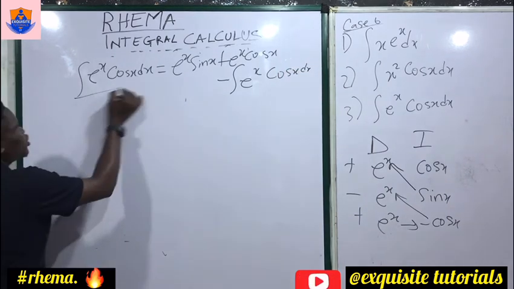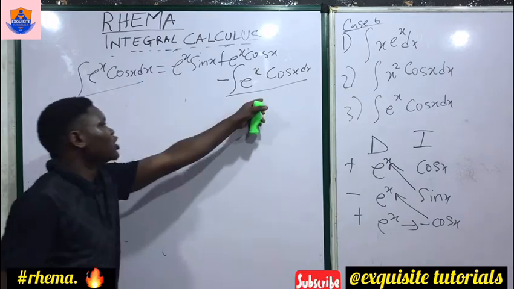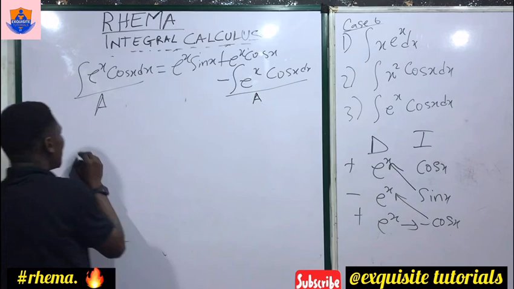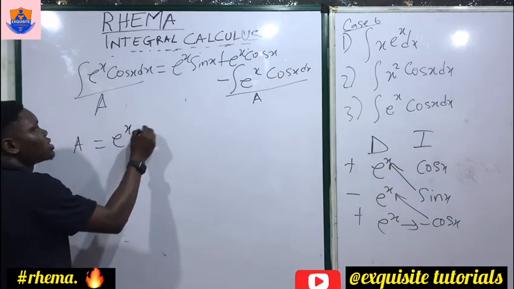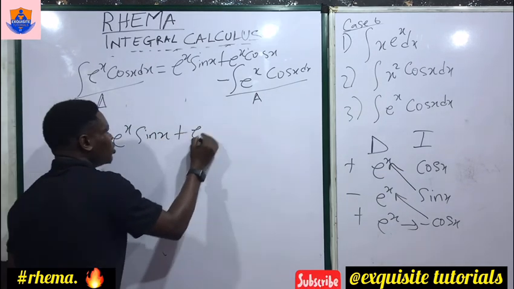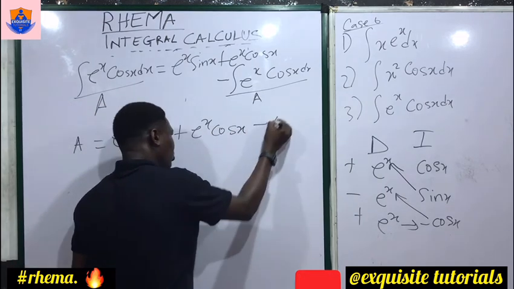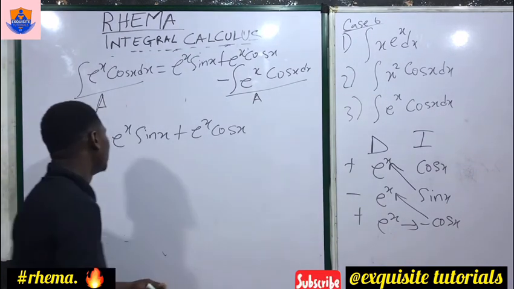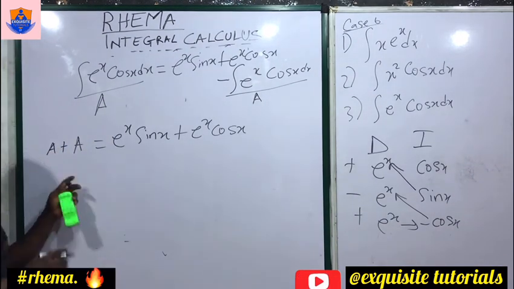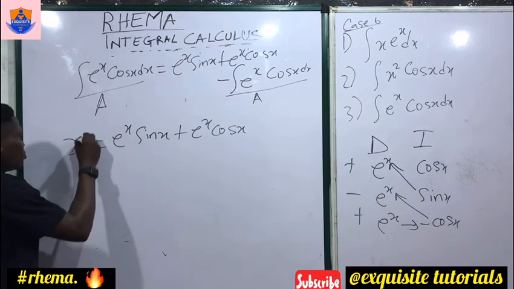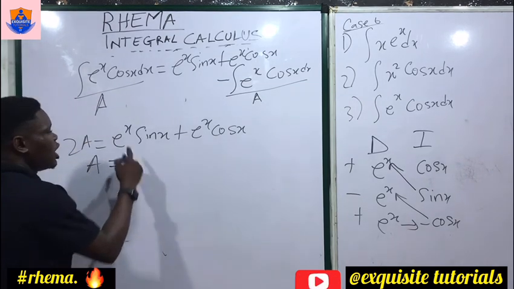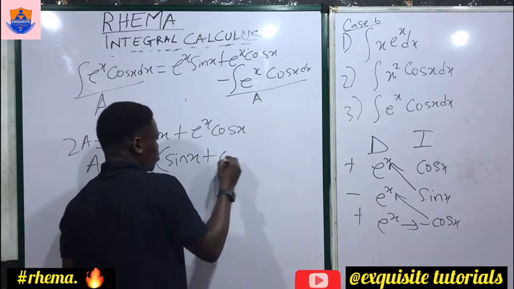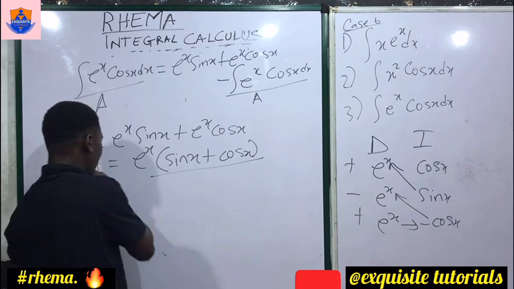Now, what do you observe about these two things? This is the original question. This is the original question. So let's call it A. So we have A is equal to exponential x sin x plus exponential x cos x minus A. Now when I take this A to the other side, it becomes positive. So I have plus A plus A. So A plus A is 2A. And A becomes, exponential x is common to both sides. I will have sin x plus cos x divided by 2.